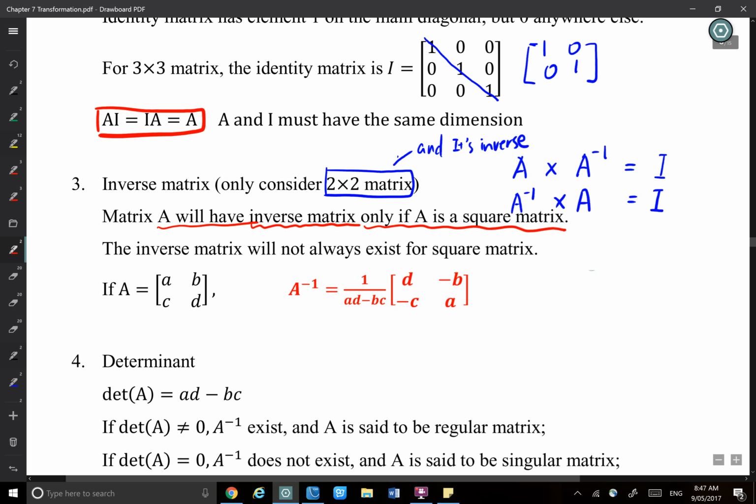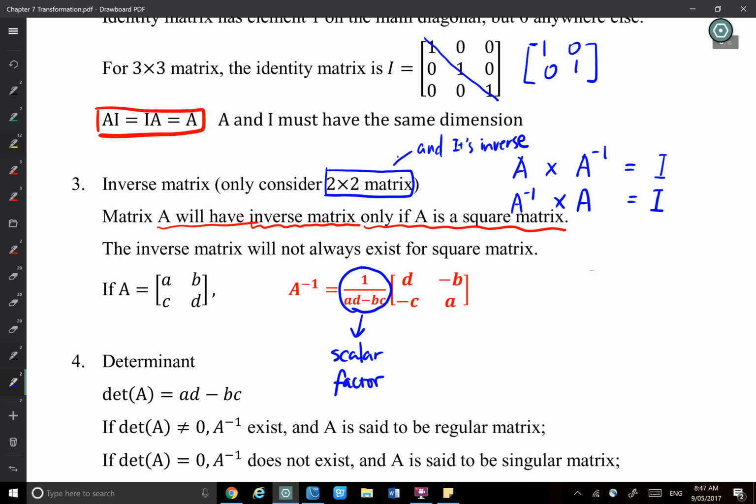First, I have a scalar. That's a scalar factor. First, we'll create a scalar factor, AD minus BC, which is the main diagonal subtract the other diagonal, times the matrix.